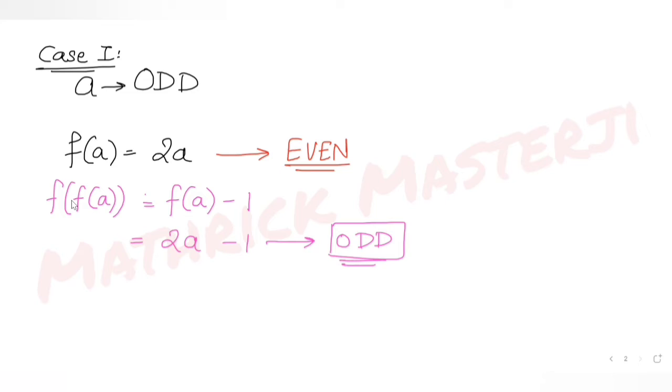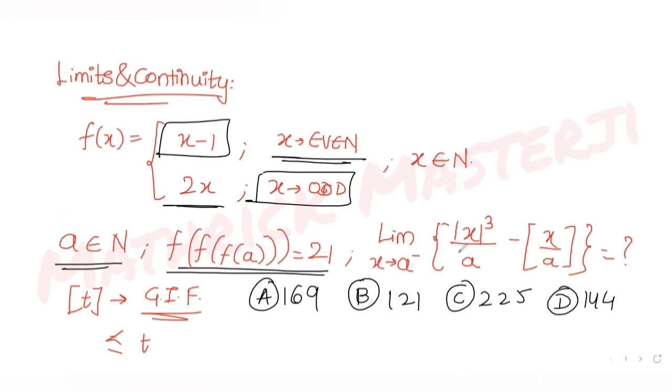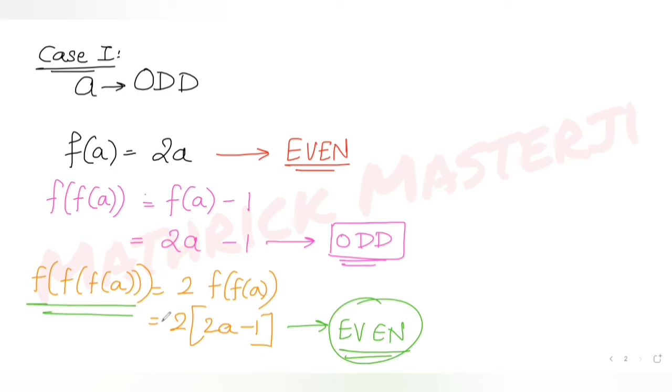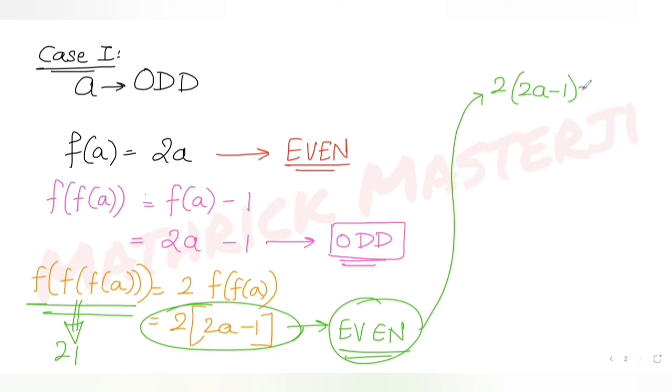If I want to find the third application of the function, f of f of f of a, now that being an odd number, we know it becomes double, so it becomes 2 times 2a minus 1. And 2 times anything is always even. So we get f of f of f of a as an even number, and this entire thing was given to us as 21. So if I equate this with 21, you get 2 times 2a minus 1 is equal to 21.